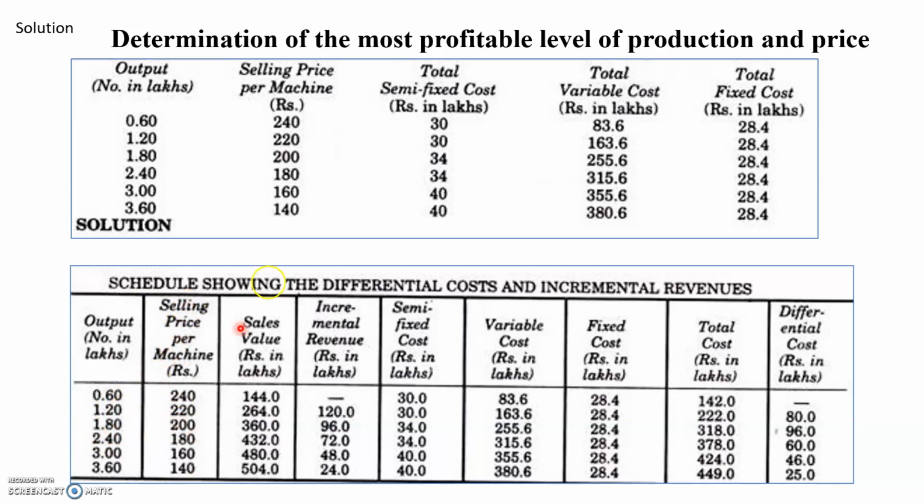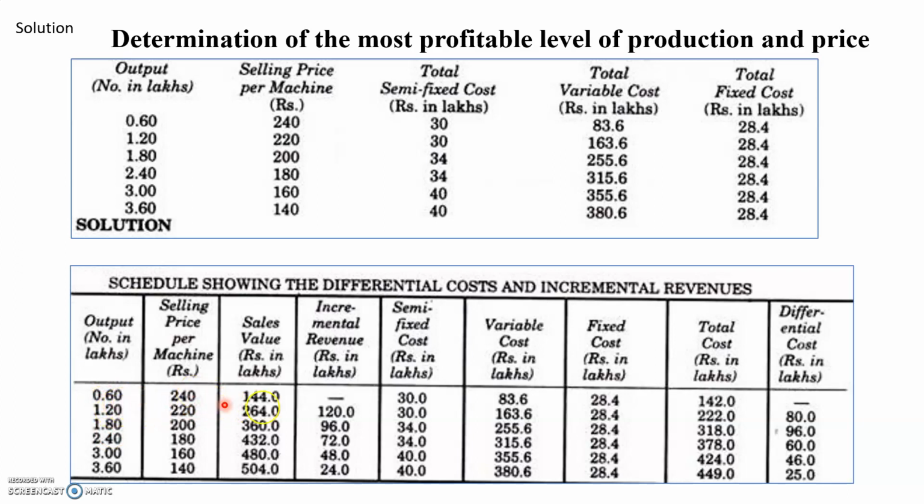Then selling price. It is also given as per the question. At the first level it is 240. When it increases to 1,20,000, the company will offer the product at 220, like that. Then sales value, or the revenue. It is the multiplication of both these.